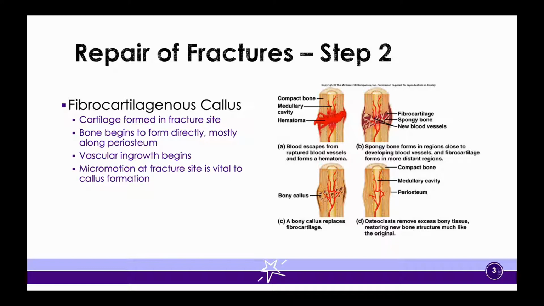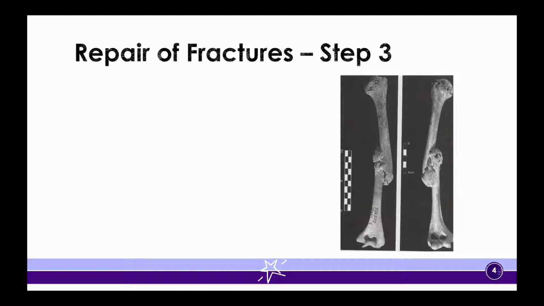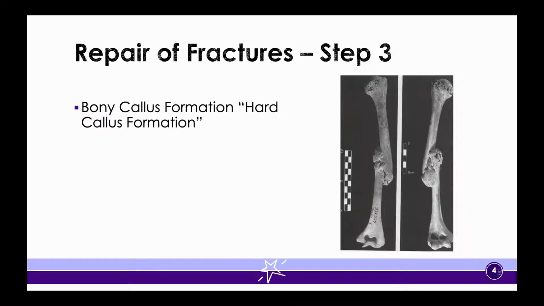And really, when it comes down to it, micromotion at these fracture sites is really vital for us to have this callus formation. So we need to make sure that there are some micro movements that are happening in order to continue this bone growth. The active cells that we're talking about here are all of our inflammatory cells, like the phagocytic cells and such, and also the healing cells like the fibroblasts that are laying down new tissue, as well as osteoblasts. And osteoblasts are the cells that are building new bone.